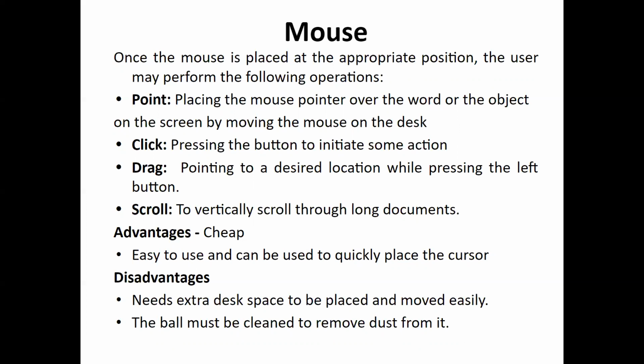Okay, and one more thing. See, the mouse performs many functions. For example, we can use it to click, like pressing the button if we want to initiate some action. If we want to drag and drop something, we can do that by pressing the left button. If we want to scroll something, when there is a long document, we need to vertically scroll through that document. So that helps in scrolling also, and in pointing also, it helps to point at something, right?